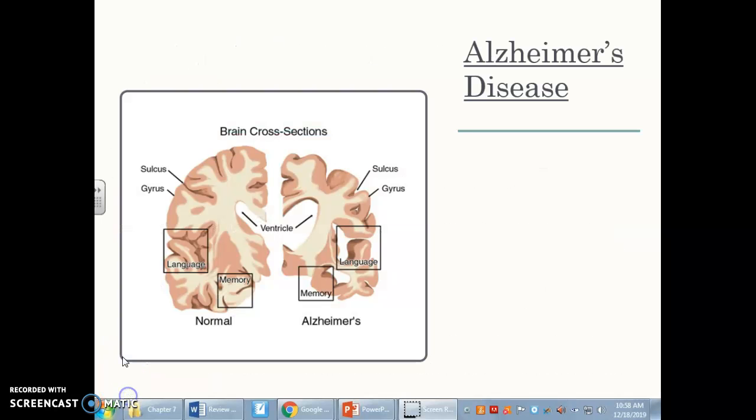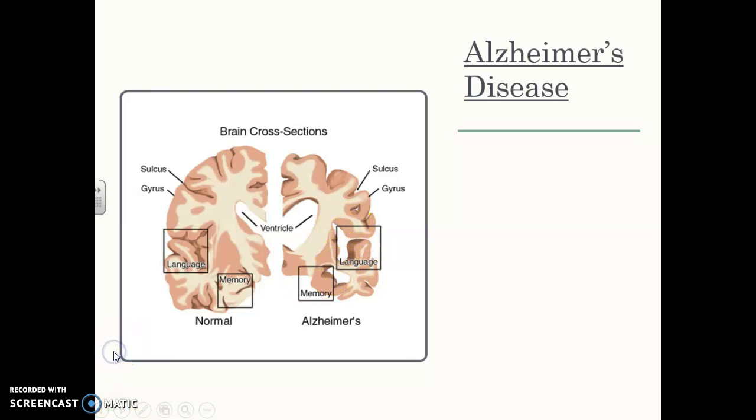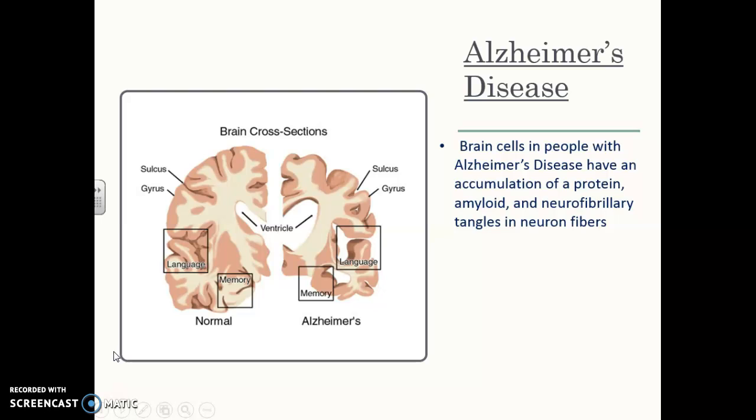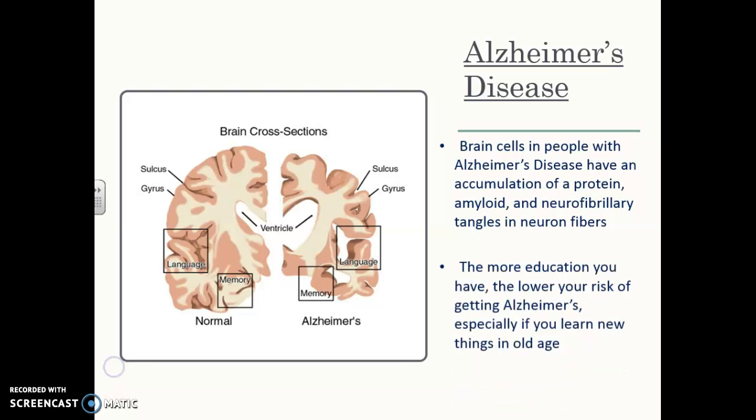Okay, as you can see from this brain, this is a normal brain, and then the brain with Alzheimer's, there are neurons that have actually died, and so you have less of your brain. Brain cells in people with Alzheimer's disease have an accumulation of a protein, which is called an amyloid, and neurofibrillary tangles in neuron fibers. That is how we diagnose it. Unfortunately, you can't diagnose it until someone's dead, but we can look at their symptoms.